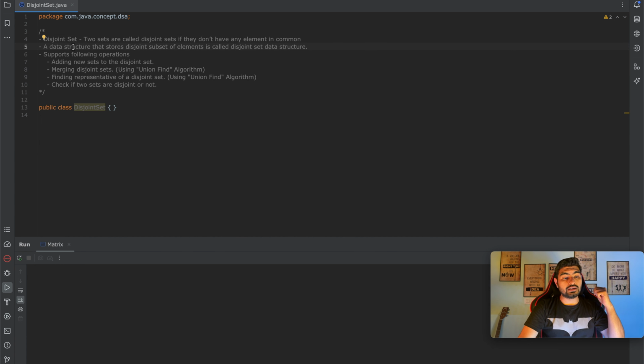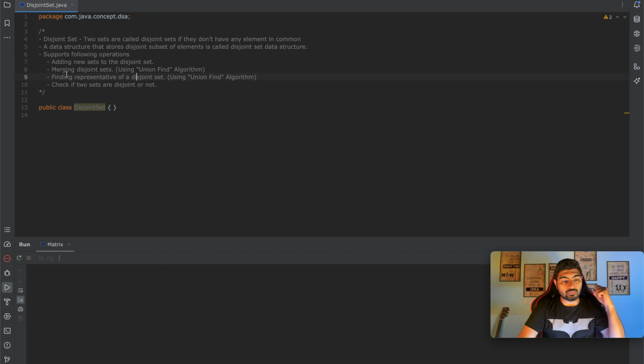In other words, a data structure that stores disjoint subsets of elements is called a disjoint set data structure. And what is a disjoint subset? That we already understood, the sets which don't have any element in common. Now what kind of operations does this data structure support? It supports adding new elements to the disjoint set, merging disjoint sets, finding the representative of the disjoint set, and checking if two sets are disjoint or not.